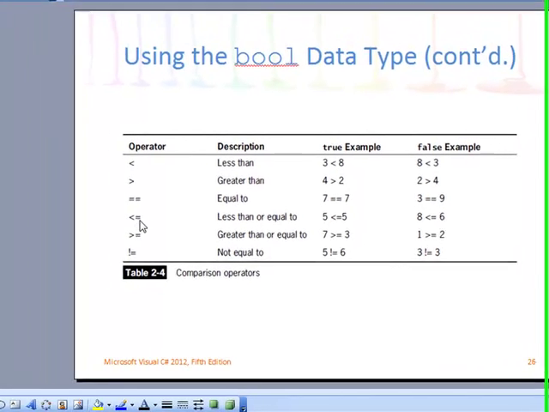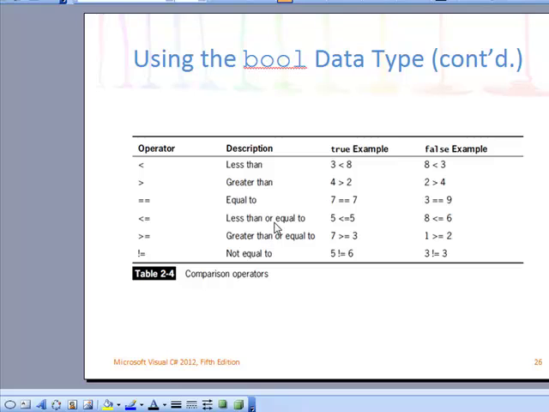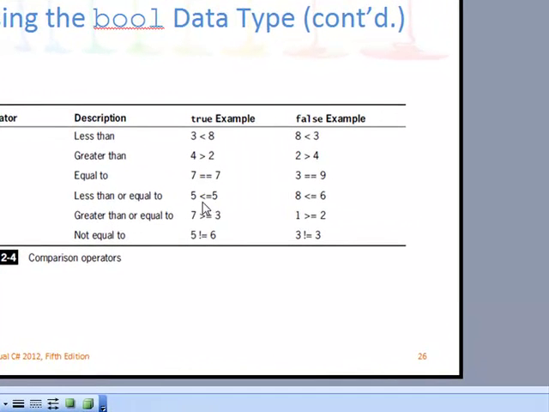Less than or equal to, and you'll notice it says or. Greater than or equal to. So 5 is less than or equal to 5, that's true. 8 is less than or equal to 6, and neither one is true. 8 is not less than 6. 8 is not equal to 6.